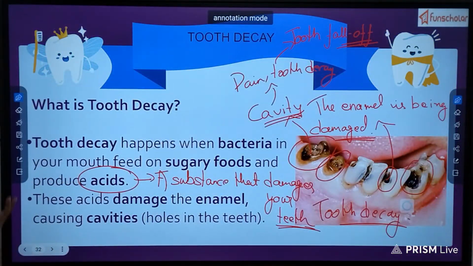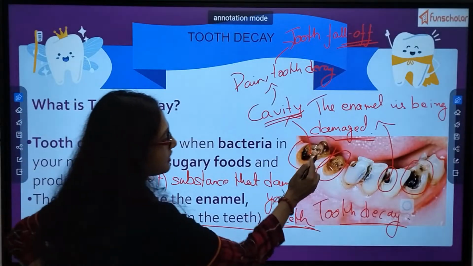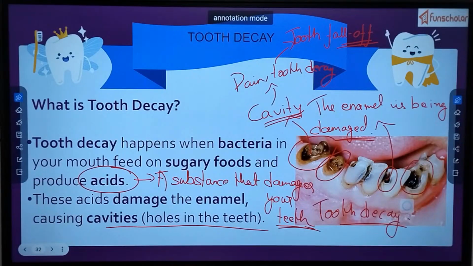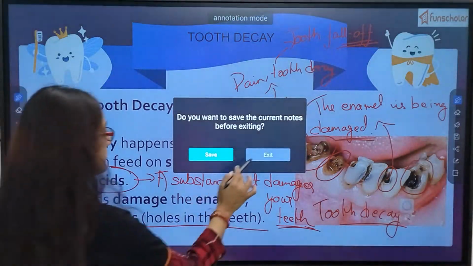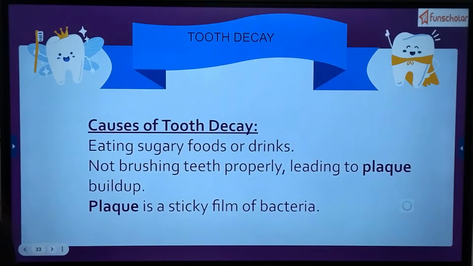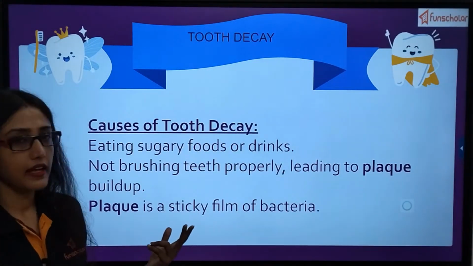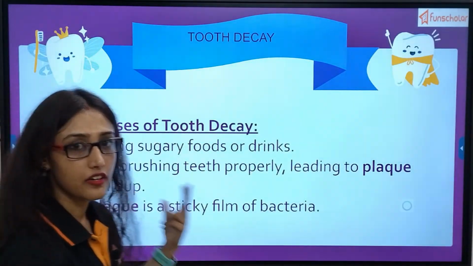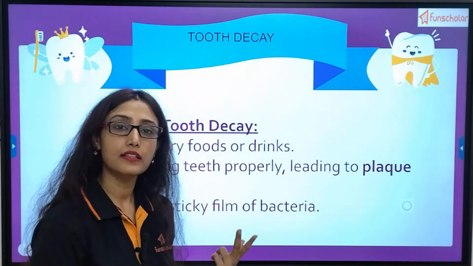Okay, now let's read. What is tooth decay? Tooth decay happens when bacteria in your mouth feed on sugary food and produce acid. Clear? This acid damages the enamel, causing cavities or holes in the teeth. I have taught you everything, that is only written over here. Now, what is the cause of tooth decay? I have told you, obviously, sugary products, too much junk food, and not cleaning your teeth regularly.